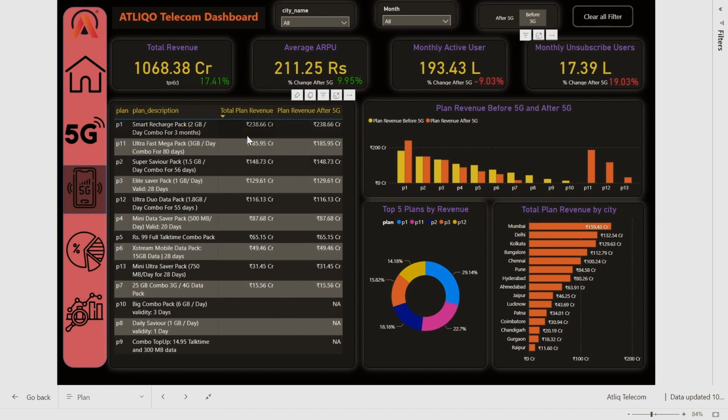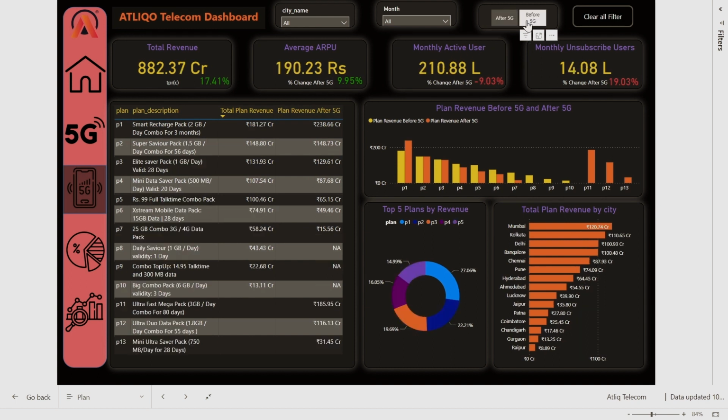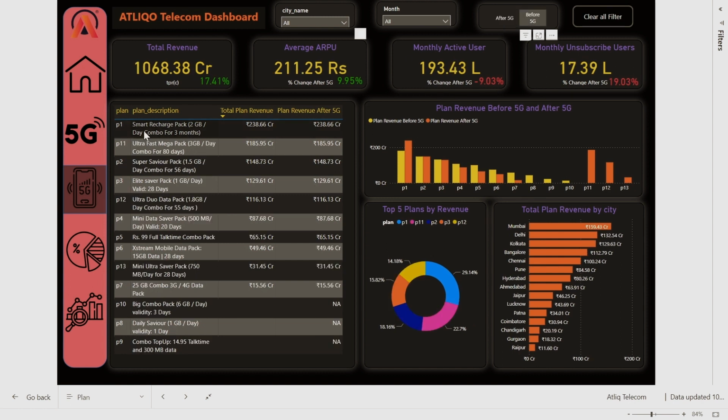And if we take a close look at these key metrics, before 5G we can see that P1, which is 2 GB per day, and P2, 1.5 GB per day, are the highest revenue plans. But if you see after 5G, we can see that 2 GB per day has increased, and next we have the 3 GB per day. By this we can conclude that after 5G data usage has increased a lot.